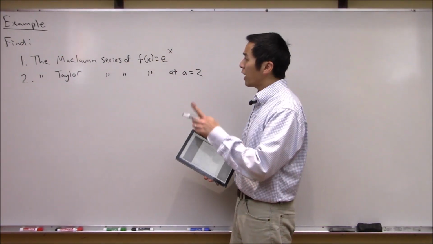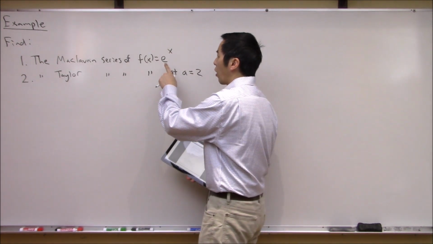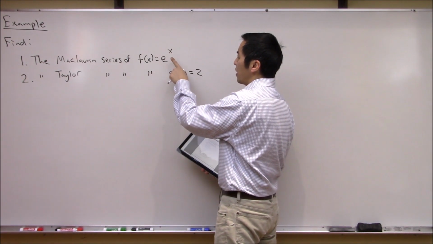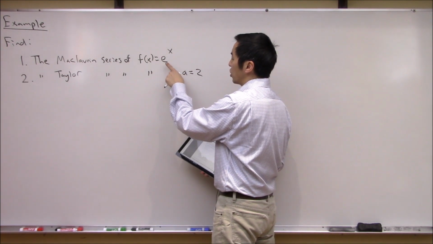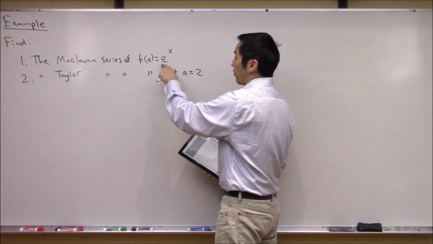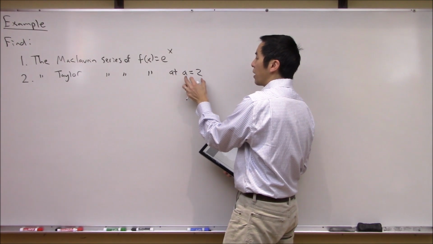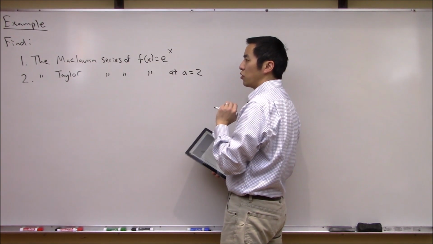All right, so let's look at 2 very simple examples. Both of these are going to be looking at trying to find the power series representation of e to the x. The first one I want to look at is the Maclaurin series of the function e to the x, and then let's look at the Taylor series of this exact same function, but at an expansion point of a is equal to 2, okay?